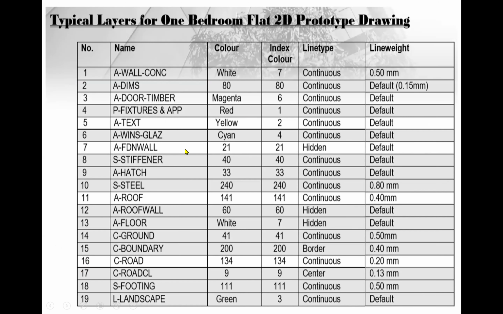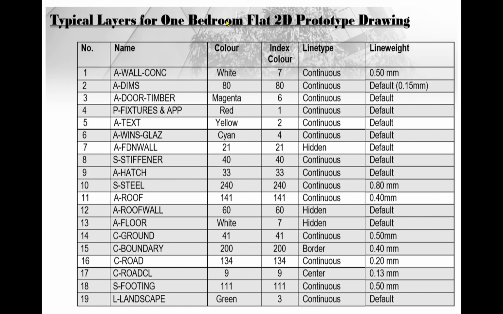What you're seeing is a list of layers that we're going to be using for the set of drawings. So we have the wall layer, the dimension layer, number 3, the door layer, the fixtures layer, the text layer, the window layer, and the foundation wall layer. Now the letter that comes in front represents the category of the layer. So if it's A, you know it's an architectural layer. If it's S, it's a structural layer. If it is M, it's a mechanical layer. If it's C, it's civil, L, landscape, P for plumbing, and so on. A whole lot of categories.